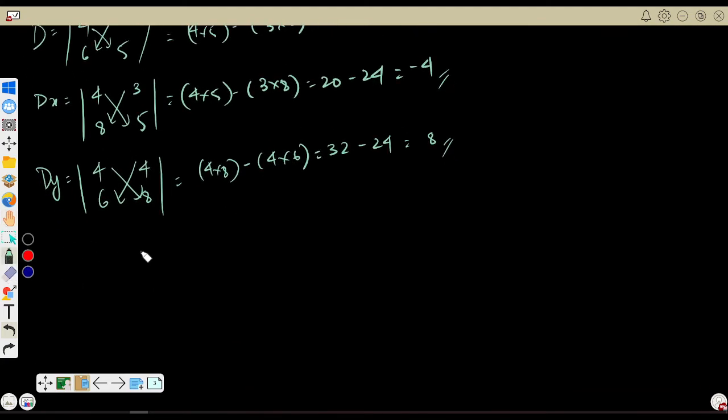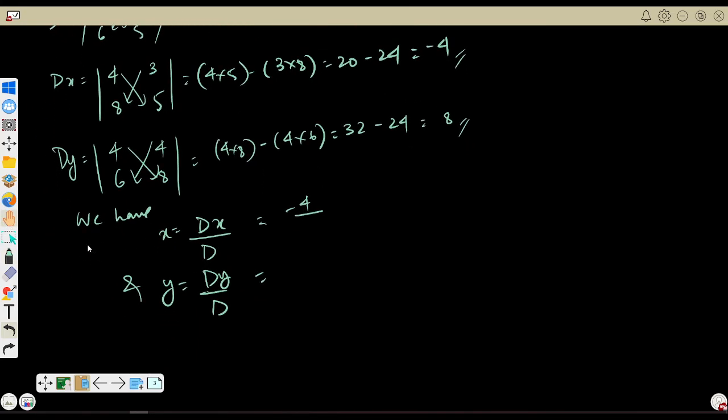I'll copy the formula again. We have x is equal to determinant dx divided by d, and y is equal to determinant dy divided by determinant d. So we'll just put the values. The value of dx was minus 4 upon d. I'll just scroll.